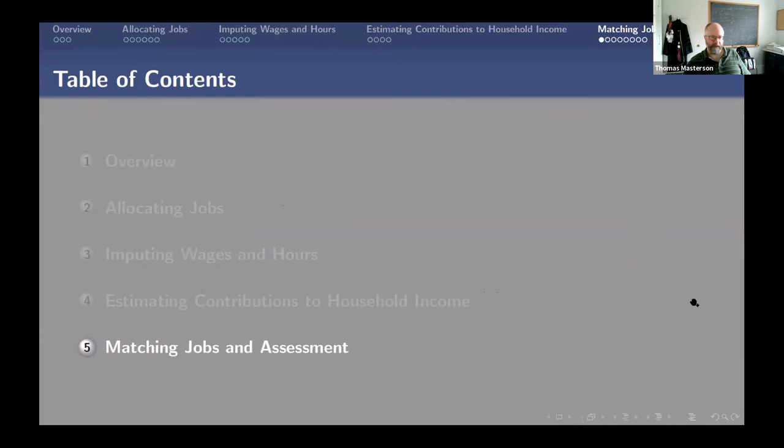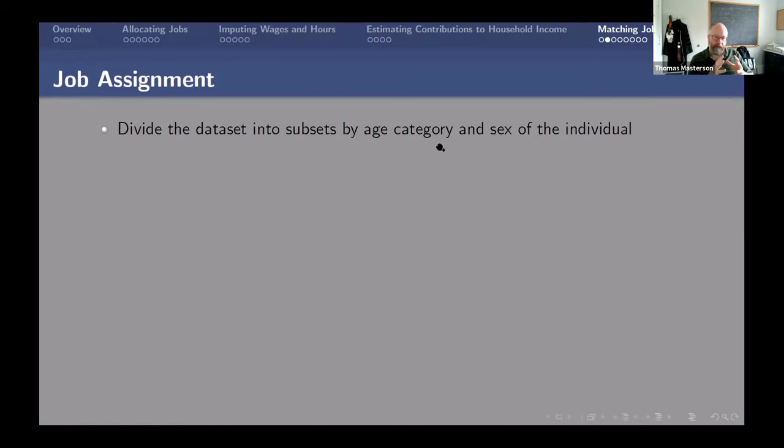Finally, we're ready to do the actual match. This is the most time-consuming and involved part of the process, the actual assigning of jobs. We divide the data set into subsets by age category and sex of the individual. So once we start matching, we're only matching women with women and men with men, and we're matching people of similar age categories. Not the same age necessarily, but close, within 10 years or so.